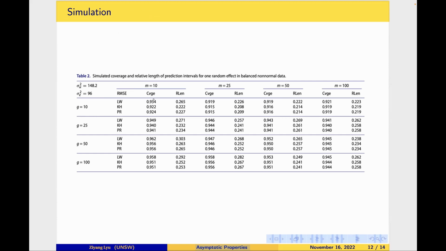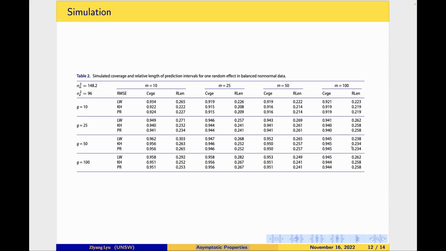We have the coverage, look at that one, is very similar and the relative length is similar. And when the G and M go to infinity, we look at the diagonal area. Look at G equals 100 and M equals 100. We have the coverage is much better than the Prasad and Rao and Kackar and Harville, and the relative length is still very similar to the Kackar, Harville and the Prasad and Rao.